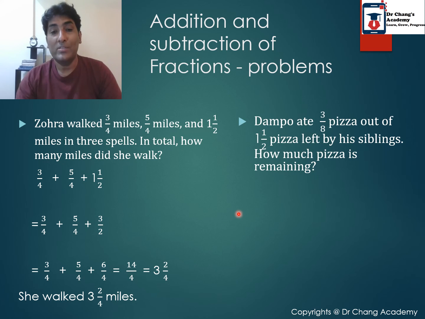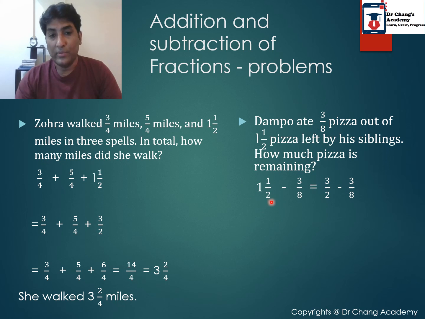All right. So let's look at another example of a word problem, an application of subtraction of fractions. Dampu ate 3/8 pizza out of 1.5 pizza left by his siblings. How much pizza is remaining? So when Dampu came, there was 1.5 pizza left by his siblings. He just ate 3/8 out of that pizza. And now the question is how much is remaining after Dampu ate 3/8.